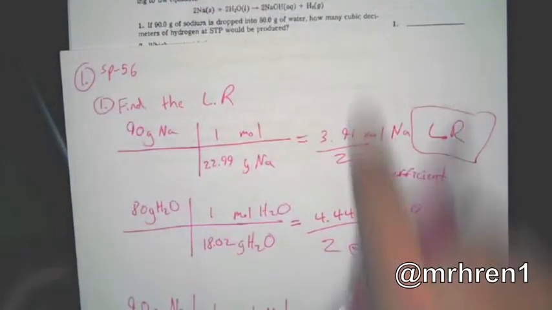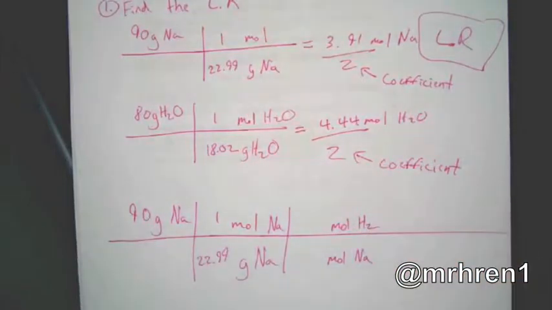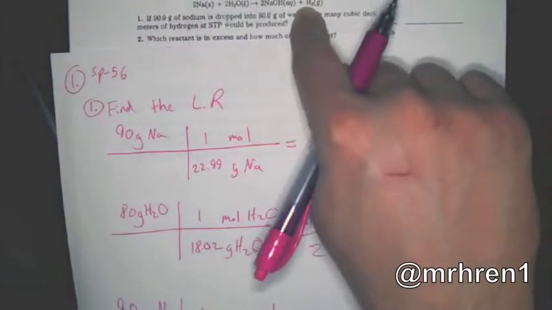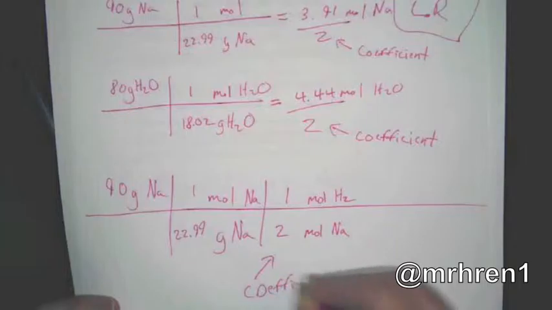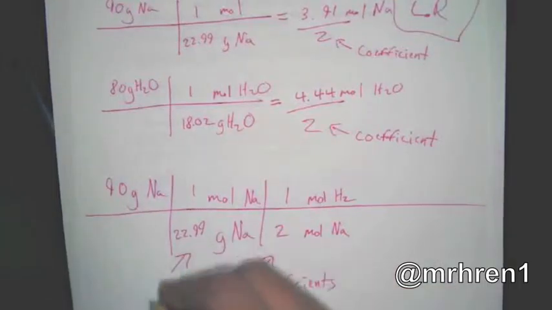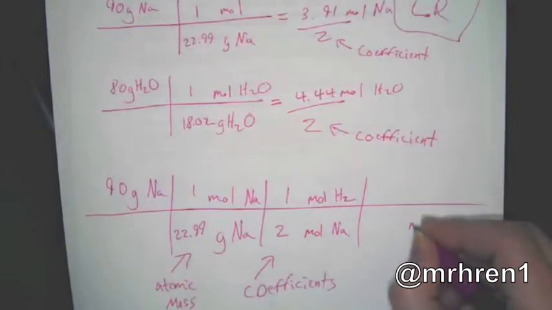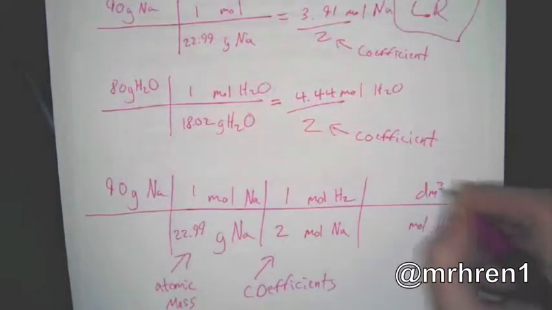So moles of sodium. Now the problem wanted us to convert to cubic decimeters of hydrogen. So in this case, that's hydrogen, H2, so moles of H2. Now these are the coefficients, so H2 has what for a coefficient? 1, sodium has 2. So just so you know, that's coefficients, atomic mass, just telling you where everything's coming from. And then your final step, moles of H2, and it wants us to convert to cubic decimeters, remember? So we're actually going to do cubic decimeters of H2.